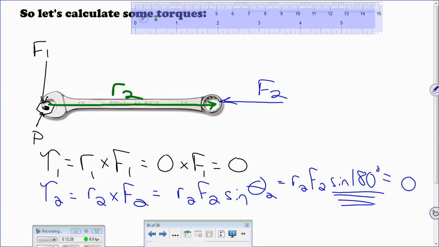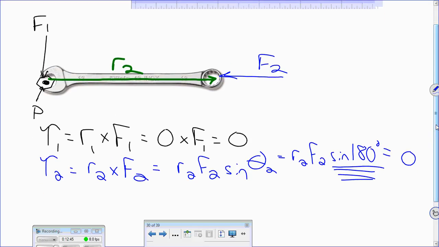So, if I want this wrench to rotate, which way should I push? Either up or down, depending on whether I'm trying to do righty-tighty or lefty-loosey, whether I want to tighten it or loosen it. So suppose I push down here. We'll call this F3. This time we'll actually pick a number. We'll just do 10 newtons. That way the math will be easier.